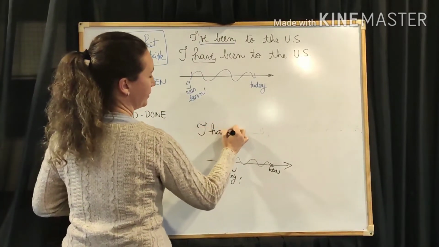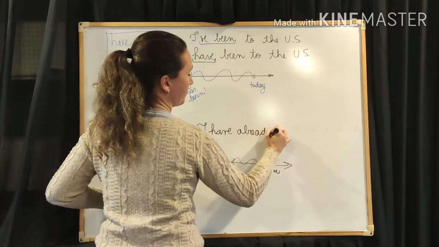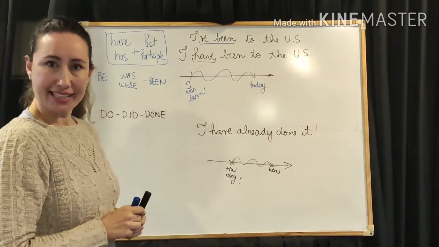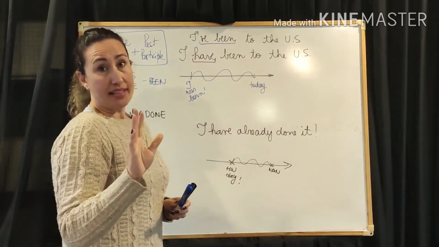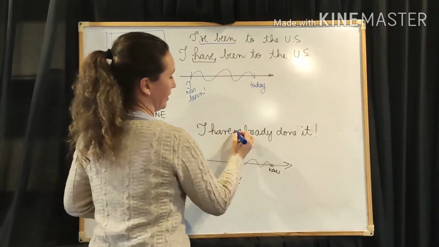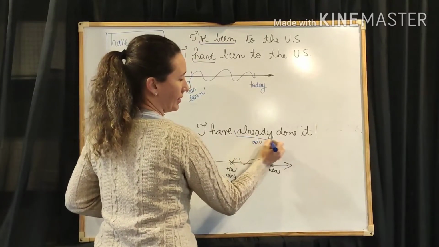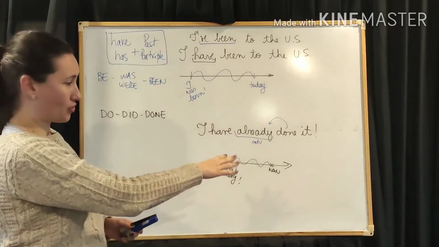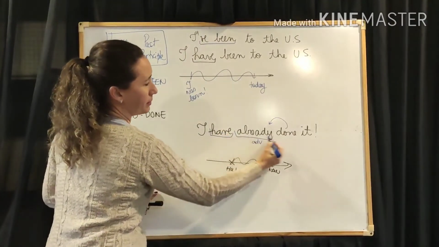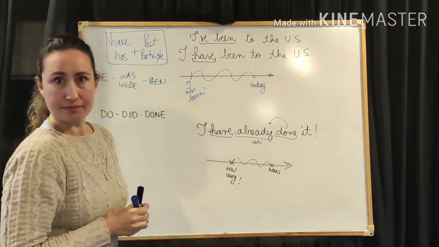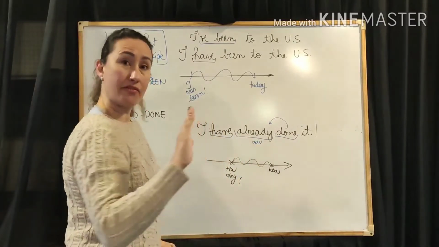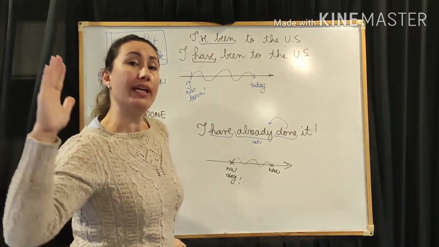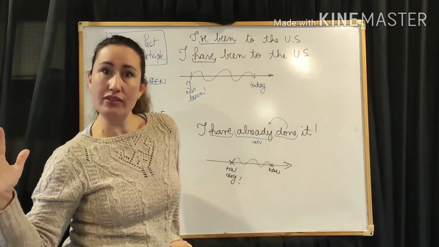I have already done it. Okay? And then the only thing that is different here is the adverb, because I use the adverb already before the verb. Okay? But the present perfect is here, the structure is here, have plus past participle. Okay? And in this sentence, I've already done it. You understand that it is any time between the day the homework was given to you until now.